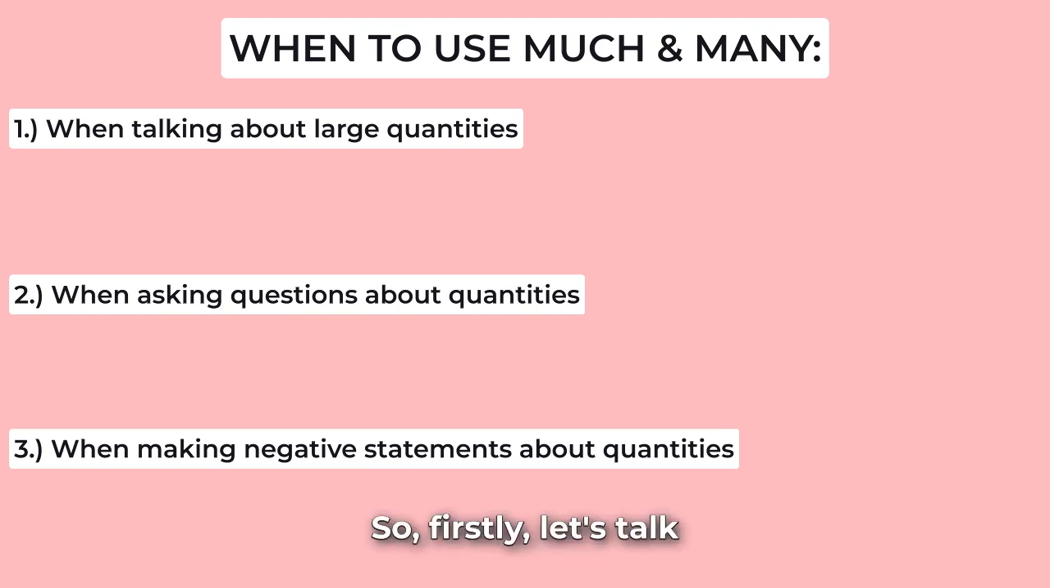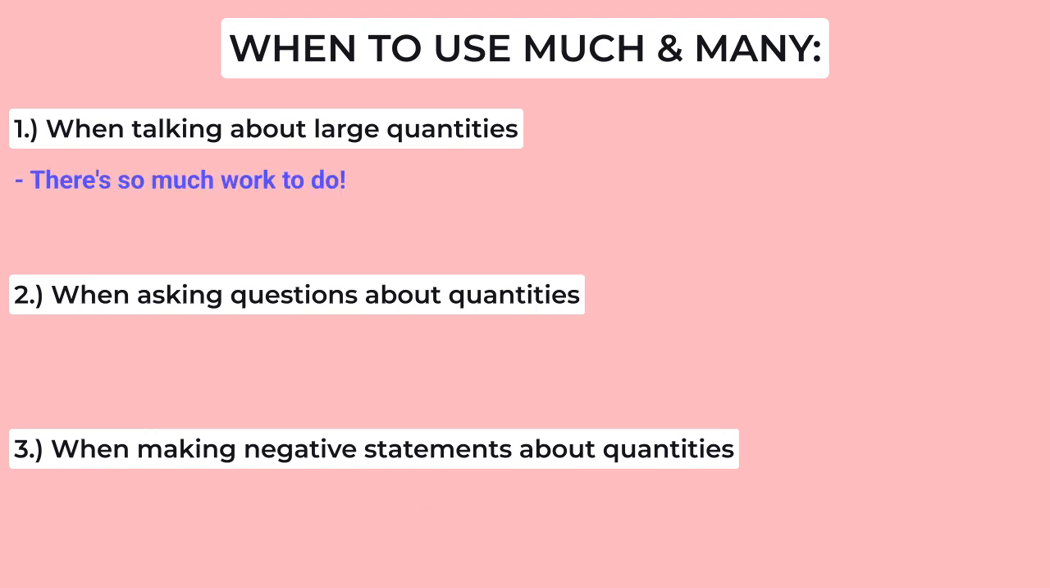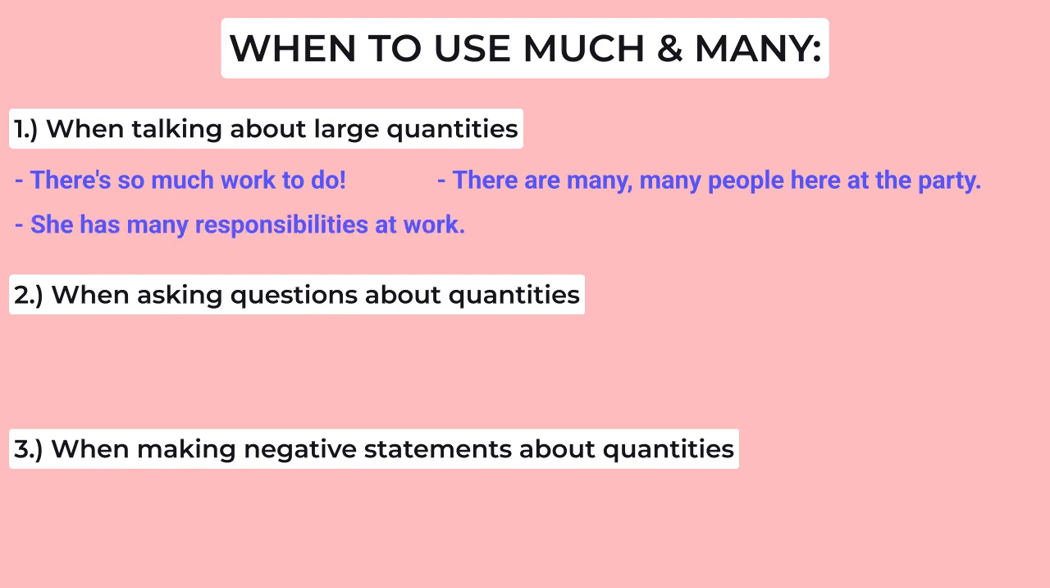So, firstly, let's talk about large quantities. We use much and many to say that there is a large amount of something. There's so much work to do. There are many, many people here at the party. She has many responsibilities at work.